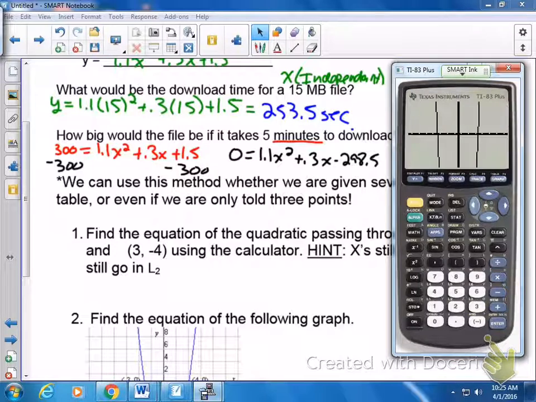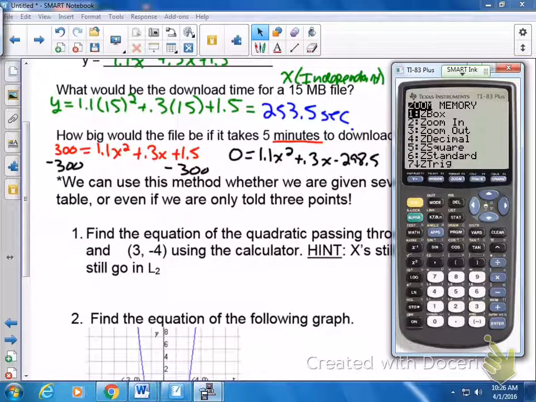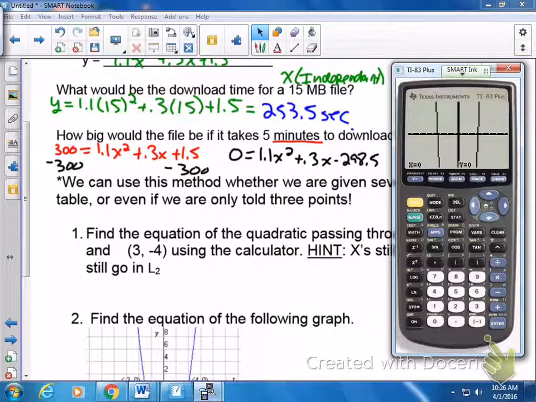Now I'm going to look at my graph. Now yours may not look like that. Yours may not show anything. It's because it's a big graph. So I hit zoom, 3, enter. Now I can see both of those intersections, and that's what I need to find.